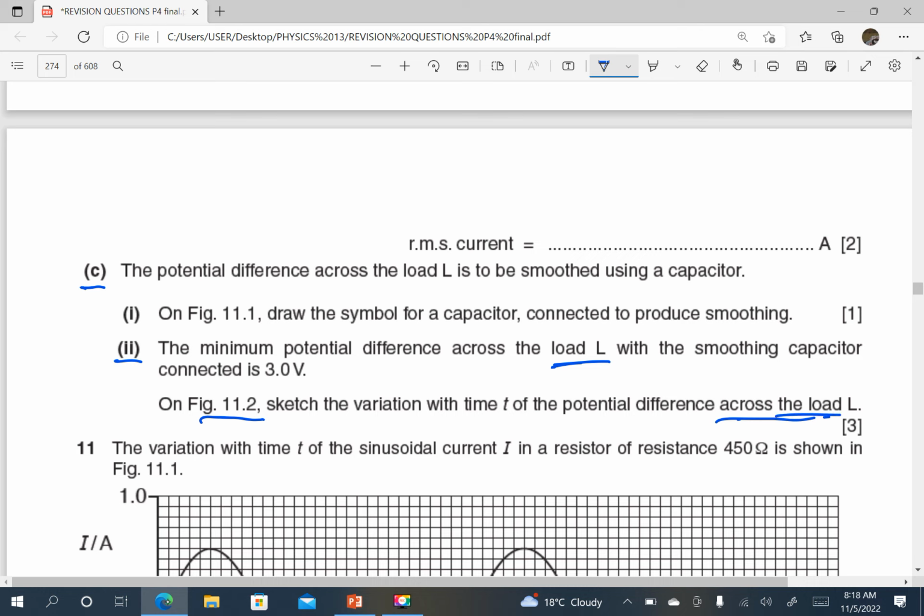Across the load, it is after rectification, and since it is full wave rectification, we are supposed to have peaks on every half cycle. In fact, the output is supposed to have peaks like this on every half cycle. There should be an output, yet the graph we are going to draw on is showing an input. So we are going to draw the load. Remember, the PD should not fall below 3.0 volts.